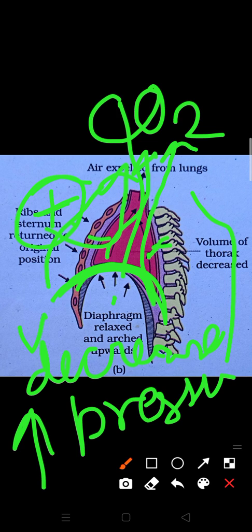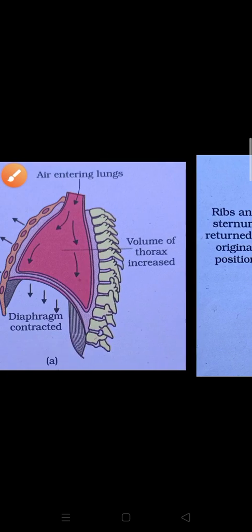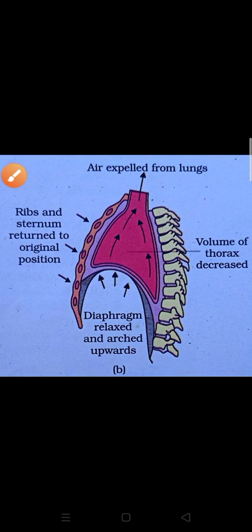The main thing you have to learn: in case of inhalation, when oxygen comes in, the volume of the thoracic cavity increases. When the exhalation process takes place, the volume of the thoracic cavity decreases. Okay children, I hope both the processes are clear. In our next video we will read about respiratory volumes and capacities, meaning the tidal volume, inspiratory reserve volume, expiratory reserve volume, everything we will discuss. Thank you children.